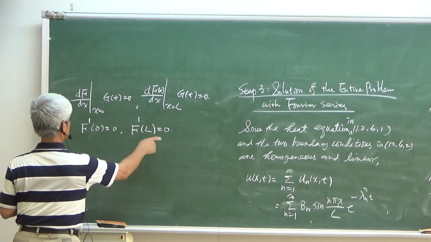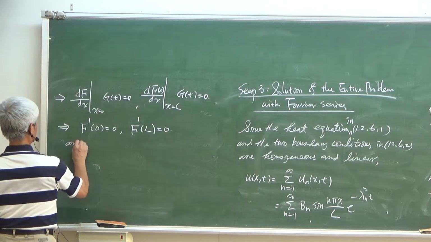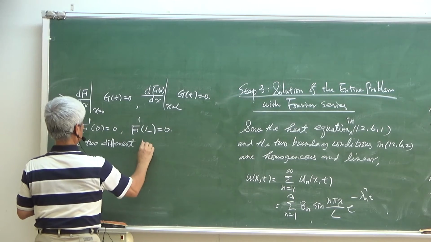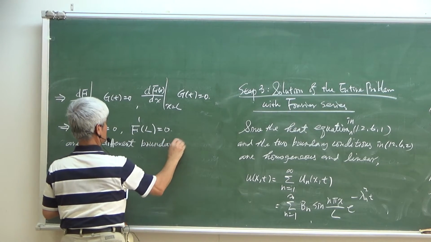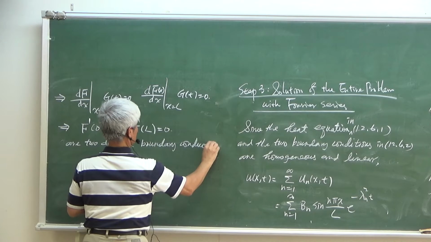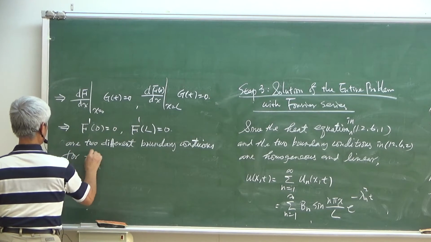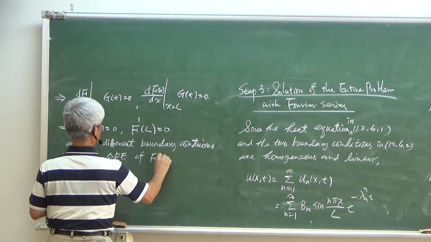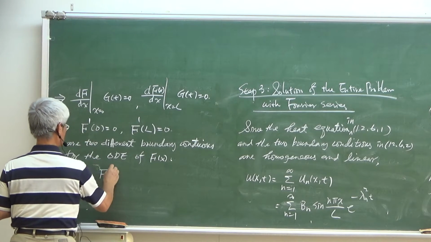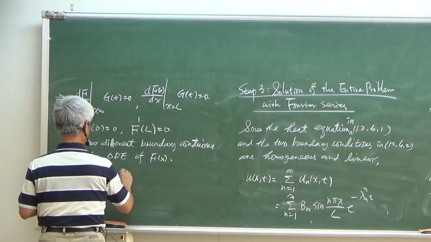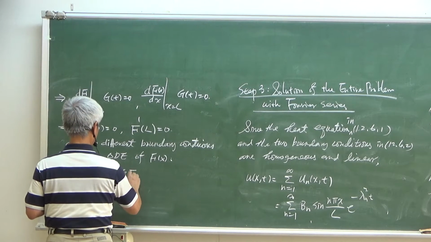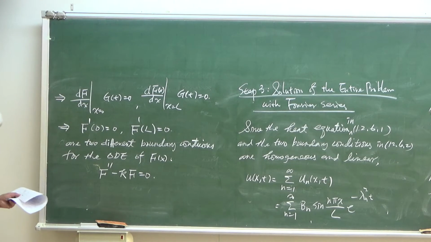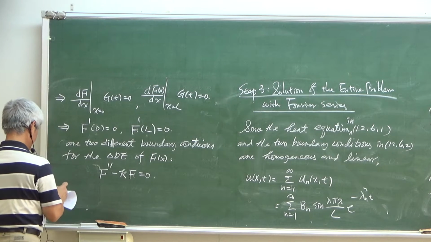So two different boundary conditions for the ODE of f of x. So we have two boundary conditions, f'(0) = 0 and f'(L) = 0 here.